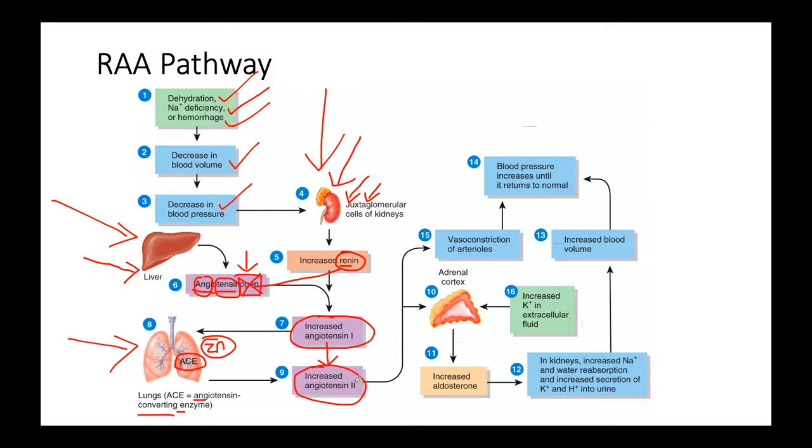Now, once we have angiotensin 2, what does angiotensin 2 do? Its basic job is that it's going to increase blood pressure by a few ways. Well, how is angiotensin 2 going to increase blood pressure? Well, it's going to constrict the arteries. And when you constrict the arteries, you increase blood pressure. Angiotensin 2 is going to stimulate the adrenal cortex. And the adrenal cortex can produce cortisol. The adrenal cortex can also produce aldosterone, a mineral corticoid.